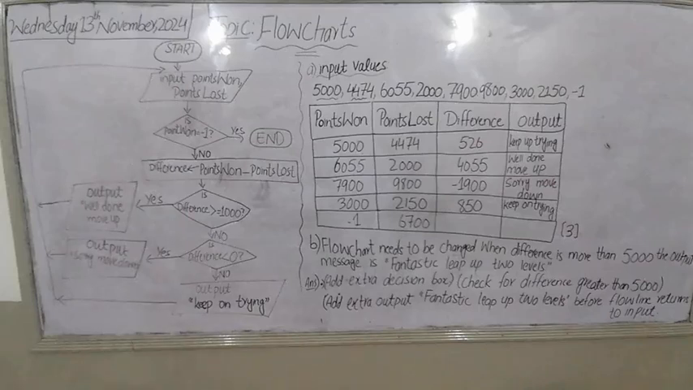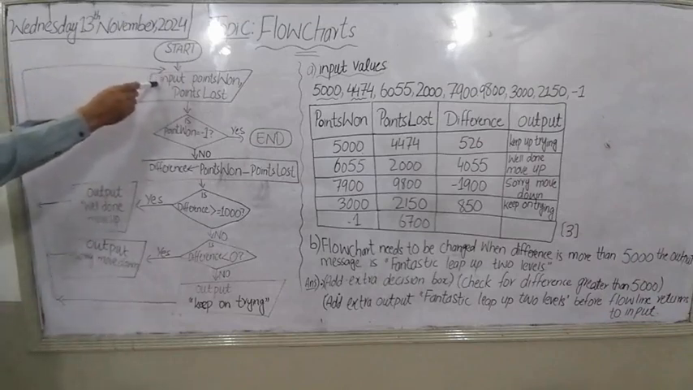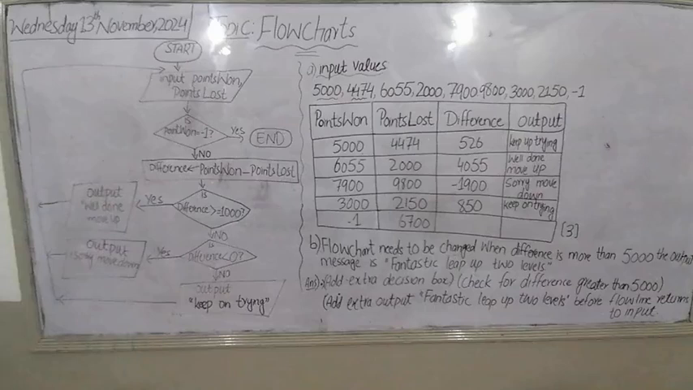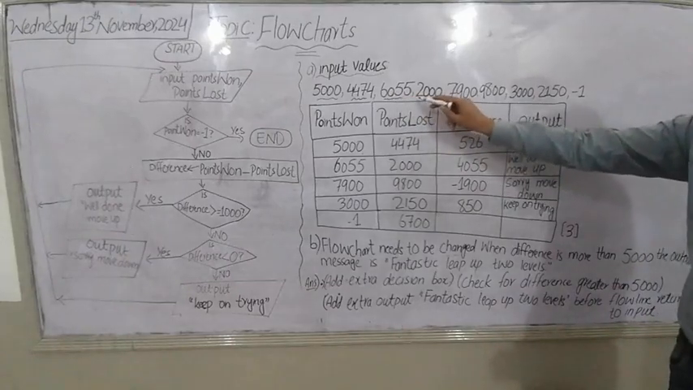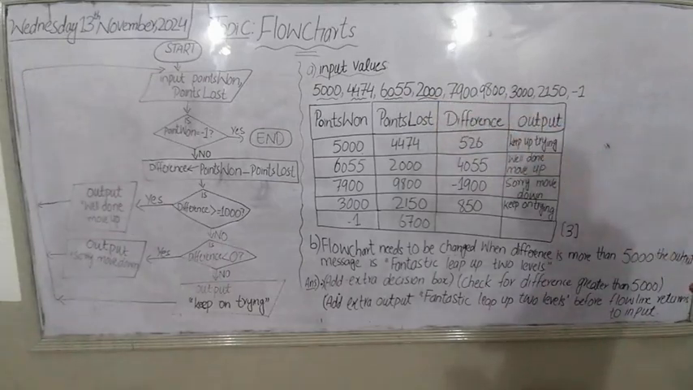After that we have to go upwards again to the input statement, where you will see a statement on your computer screen saying insert two values, one for the variable called points1 and one for the variable called points lost. So again we will take the two values given by the examiner. The second one is 6055 and 2000. So we have inserted the two values.